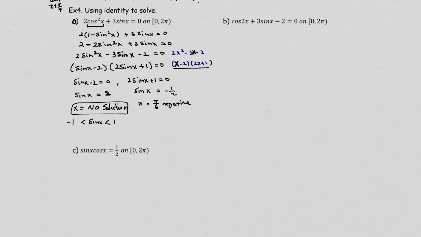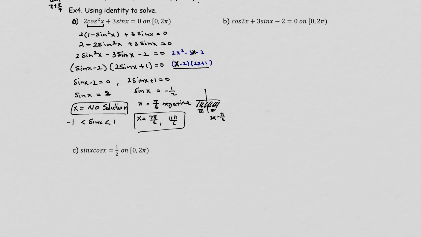And sine negative, in which quadrant? Sine is negative in this quadrant. Y is negative in the third and fourth quadrants. So pi over 6 in the third quadrant should be 7 pi over 6. Pi over 6 in the fourth quadrant is 2 pi minus pi over 6, so that makes it 11 pi over 6. So that will be the solution.